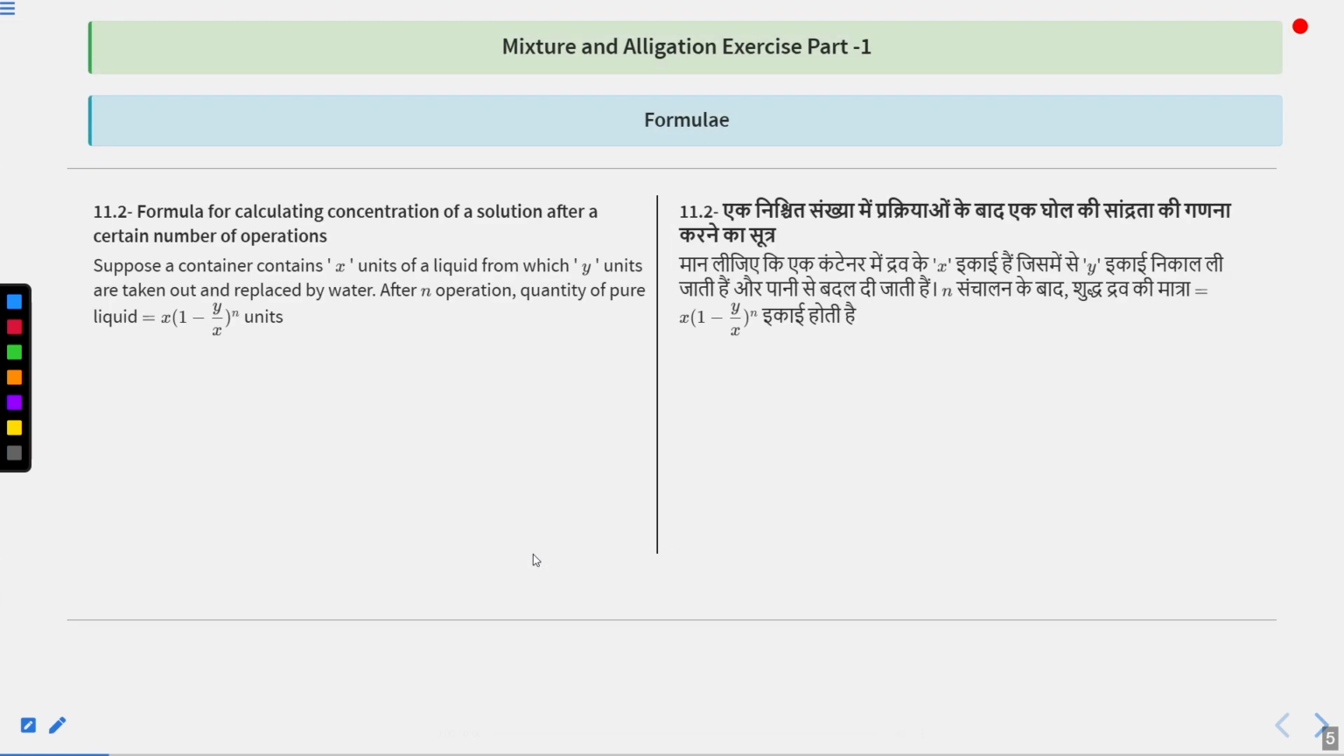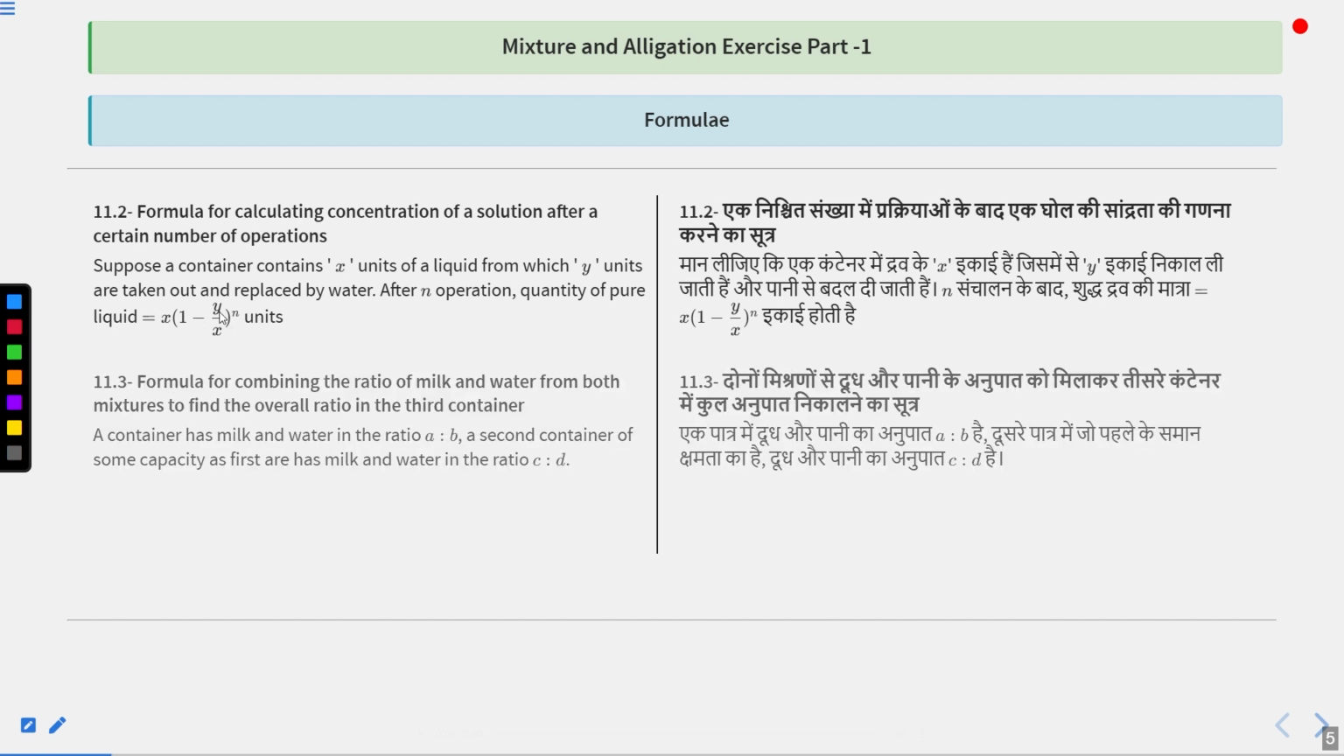Next one. Formula for calculating the concentration of a solution after a certain number of operations. Suppose a container contains X units of a liquid from which Y units are taken out and replaced by water. After n operations, the quantity of pure liquid is X times (1 minus Y upon X) to the power n units. Clear? So in this formula, X represents total quantity, Y represents quantity taken out, and n represents the number of operations, how many times we did it.